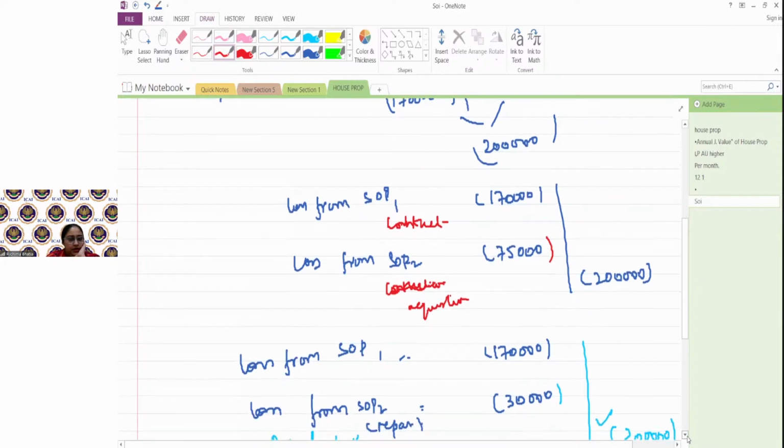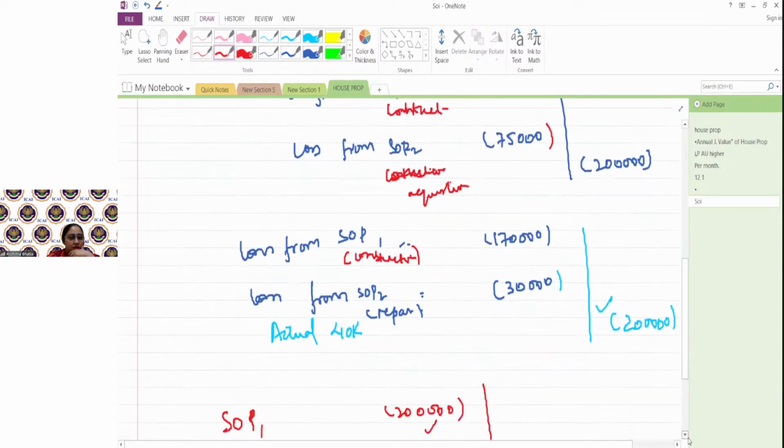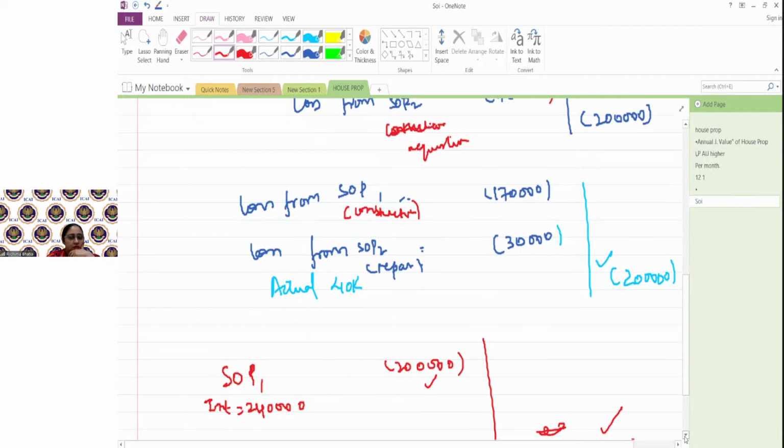Then the second question: loss on self-occupied property 1 for the loan taken for construction is 170. Loss from self-occupied property 2 for the loan taken for repair is 30. Still the maximum interest allowed would be 2 lakh. 170 this one, 30 that one.